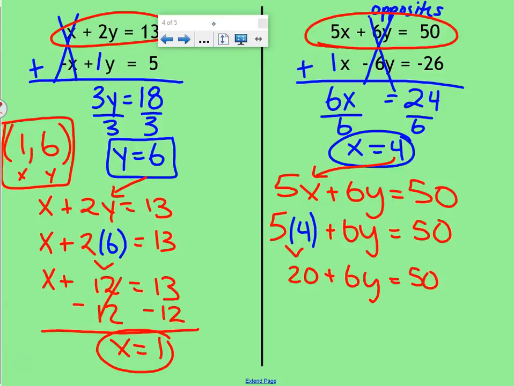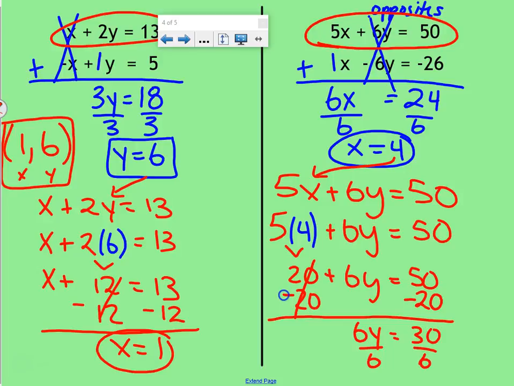Get rid of the 20 on the left, move it over to the right by subtraction. 6y equals 30. Divide by 6 on both sides, and we have y equals 5. Write our answer as a coordinate point, 4, 5.